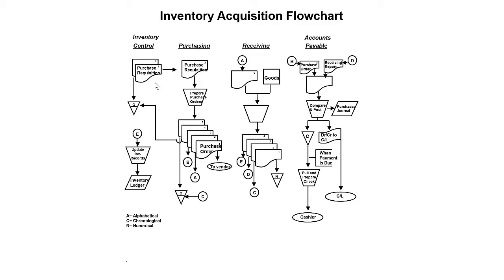Okay. So purchasing, next step. Purchasing has received the purchase requisition. They prepare the purchase order from that purchase requisition. Basically, they're going to take the information on the requisition, what you need to order, how much, and just match it up with the vendor.